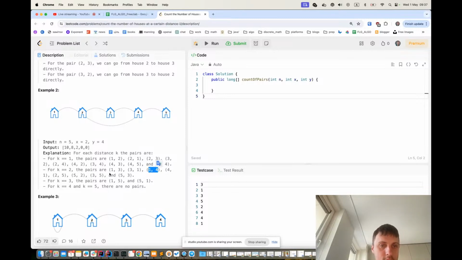Yeah. So 1 to 3 and 3 to 1. 1 to 4 and 4 to 1. 2 to 5 and 5 to 2. And 3 to 5, 5 to 3. Yeah, so that's correct. So we have 8 connections. For 3 connections, for example, we can go 1 to 5 and 5 to 1, right? 4 connections we don't need.